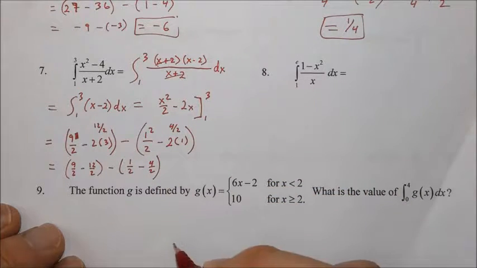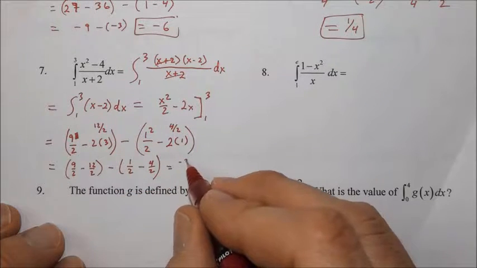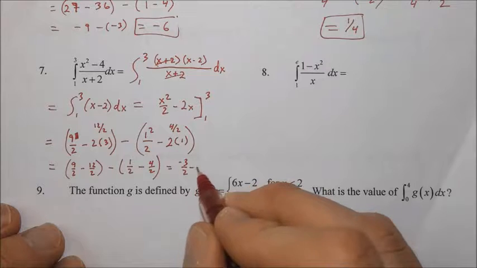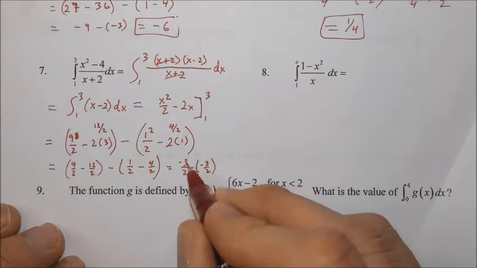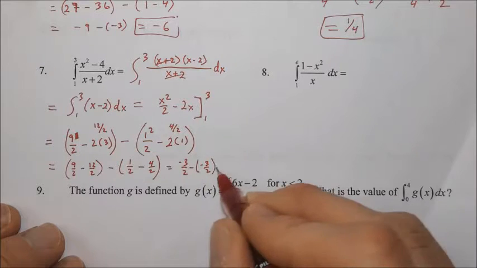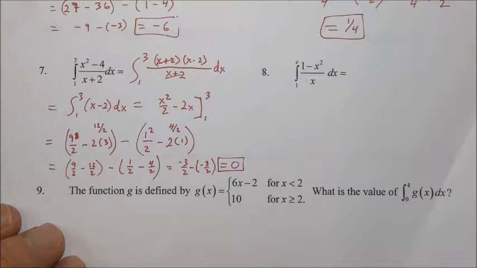That's lots of halves, so let's see if we can simplify this a little bit. 9 minus 12 is negative 3. Minus 1 minus 4 is also negative 3. Oh, we get a number subtracting itself, which means they wipe each other out. And our integral's answer is 0.